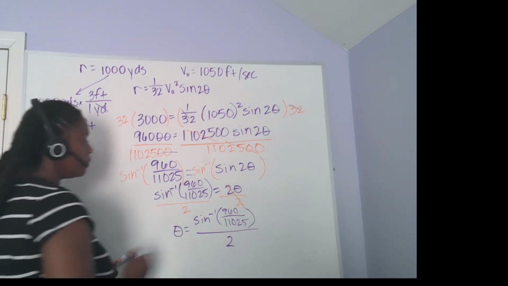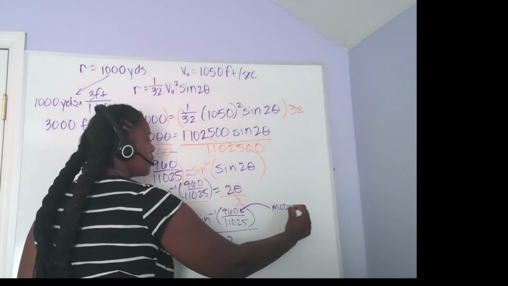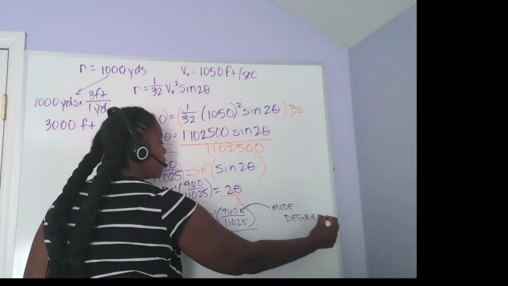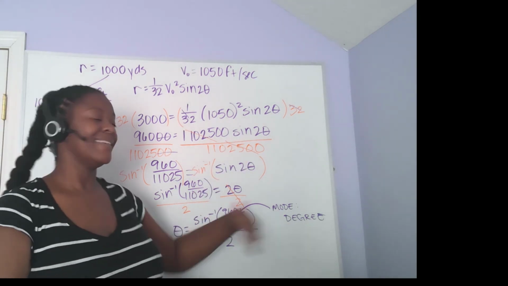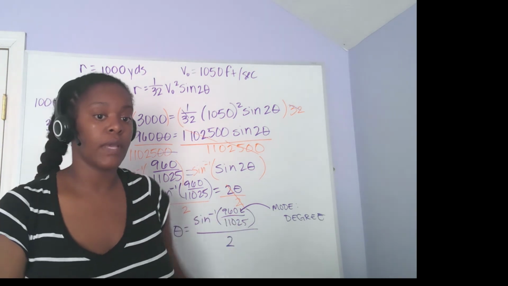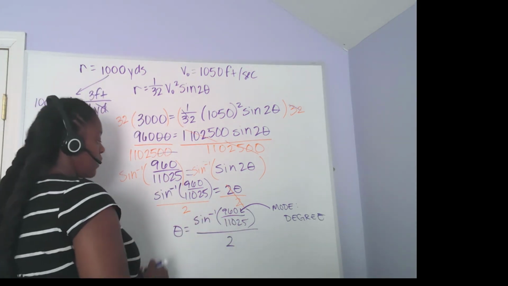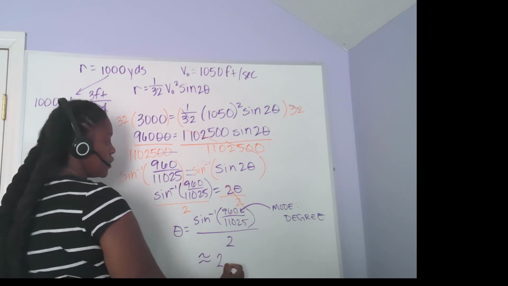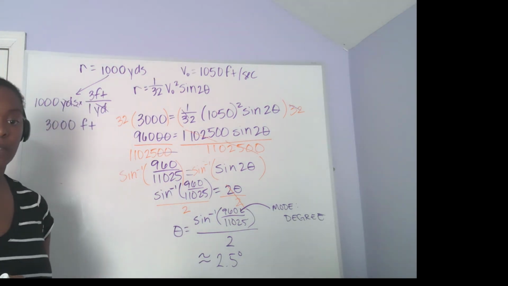Also, something to note, make sure your calculator is in degree mode. You may be thinking radians, but for the purpose of this example, it's not explicitly stated, so I just want to make sure that you check that your calculator is in degree mode. Once you put this in the calculator, round to the first decimal place, or the tenths place, and you should get 2.5 degrees. And that concludes this example.